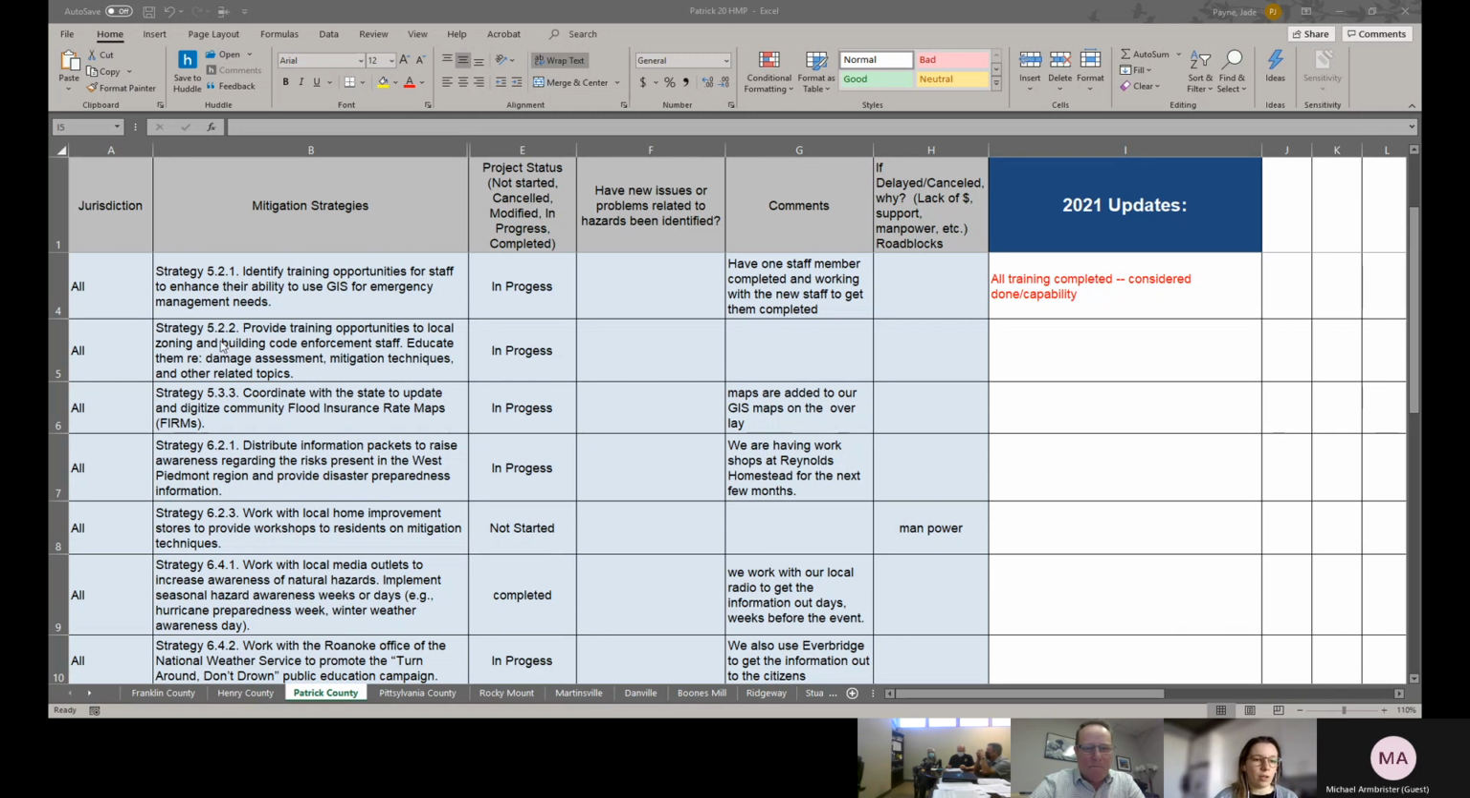Okay, so strategy 5.2.2, provide training opportunities to local zoning and building code enforcement staff, educate them regarding damage assessment, mitigation techniques, and other related topics. This was listed as in progress. Has any training been done? Is this still something you want to expand upon? I say let's leave that in there, because I know it's still in process.